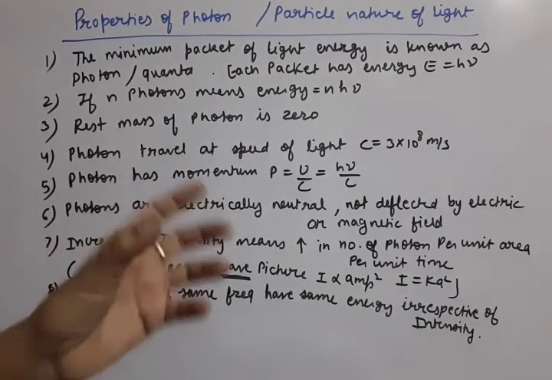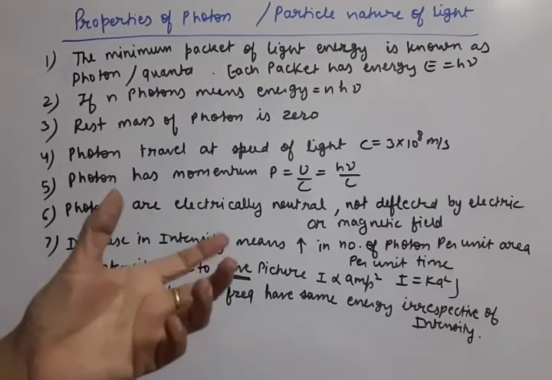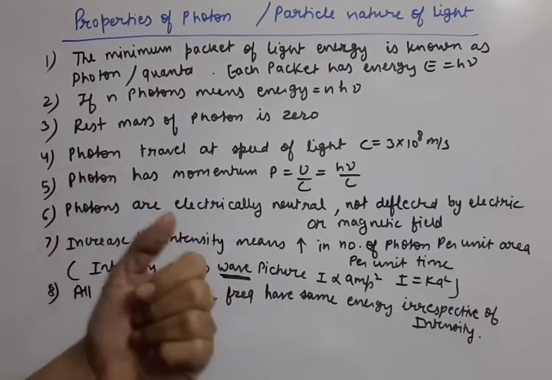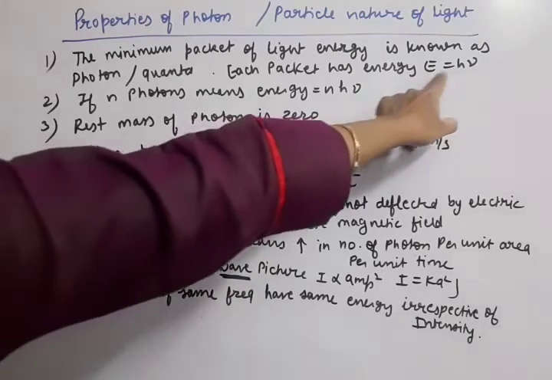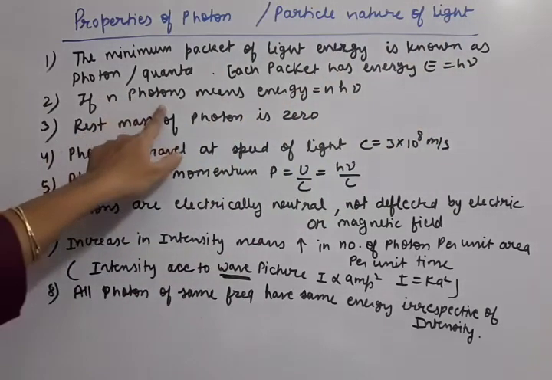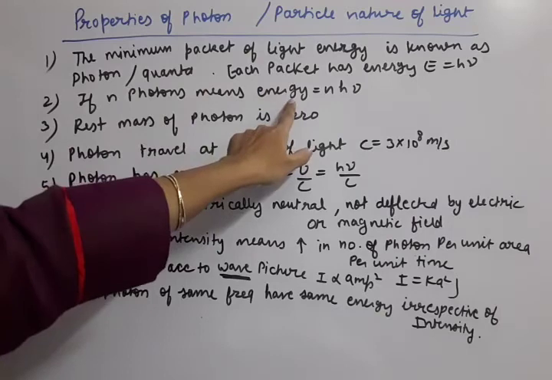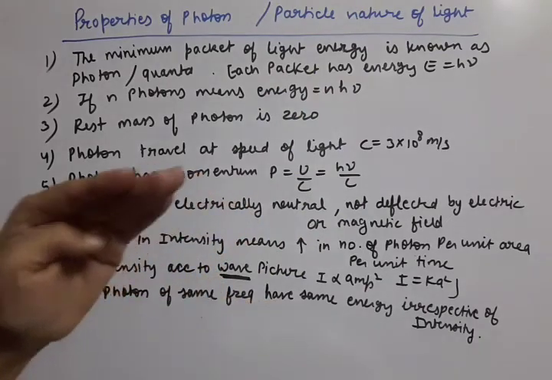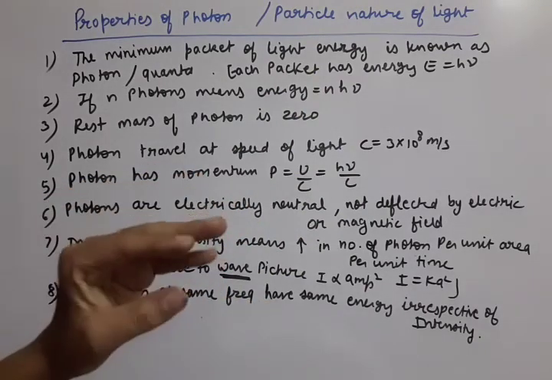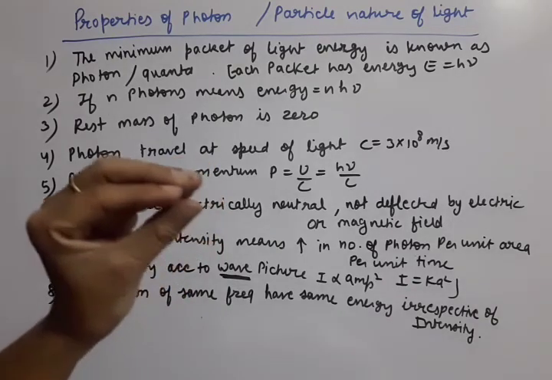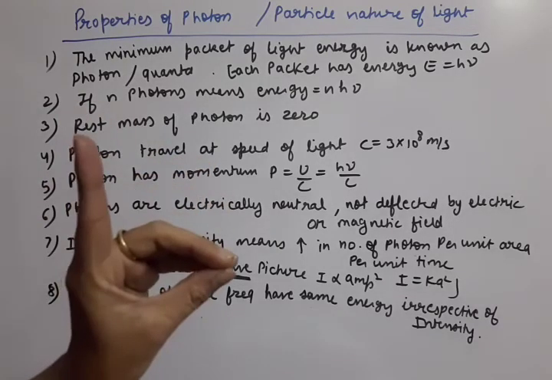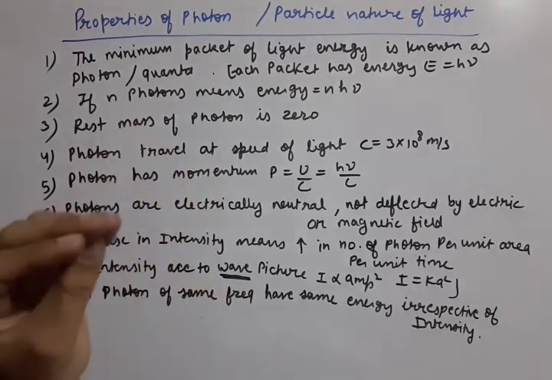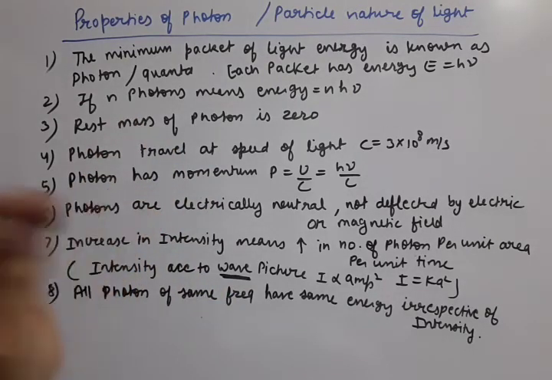Like the minimum charge is e, and the charge on any metal surface can be 1e, 2e, 3e. In the same manner, energy is also quantized. The minimum packet of energy is h nu. So if there are n photons, the total energy of that light will be n h nu. The idea is very simple: the light coming to any metal surface is divided into packets, and each packet means h nu energy. Two packets mean 2 h nu energy, three packets mean 3 h nu energy. Each such packet is named a photon.